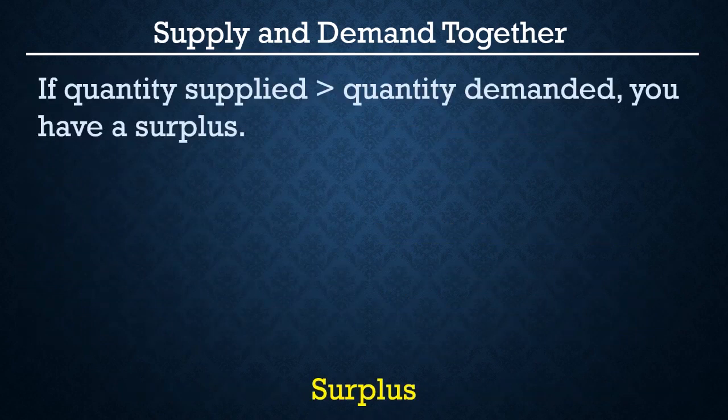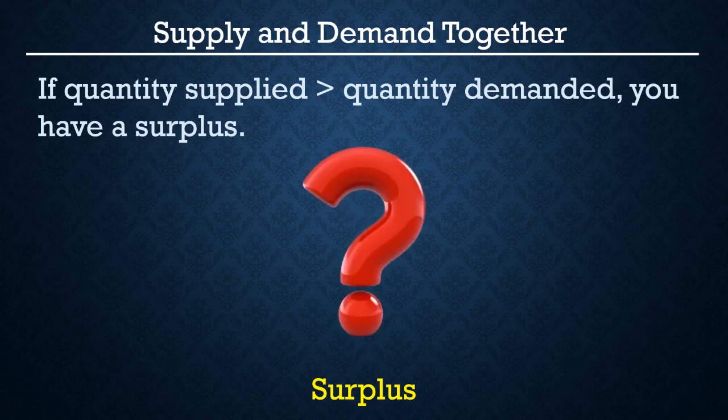A good working definition of a surplus is, quote, a situation in which quantity supplied is greater than quantity demanded. So how do you eliminate surplus using the laws of supply and demand? You lower the price until the market reaches equilibrium.